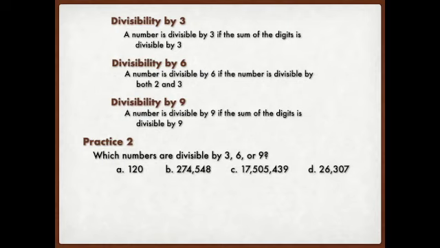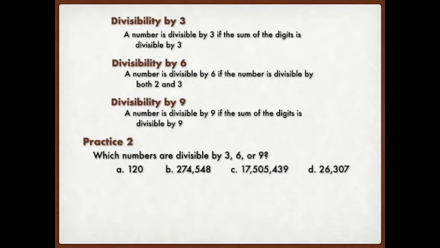2 times 6 is 12, so 2 times 60 is 120. Is it divisible by 3? 3 times 4 is 12, so 3 times 40 is 120. So we can identify that letter A, yes, is divisible by both 3 and 6.